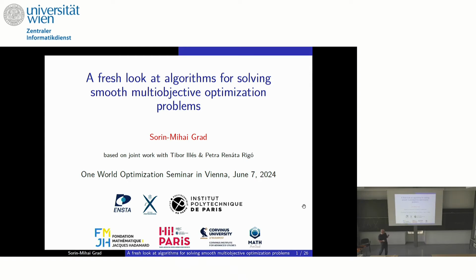And with the help of my colleagues, Tibor Illich and Petra Rigo from Corvinus University in Budapest, we managed to produce, let's say, a new type of algorithm for solving multi-objective problems, where the intermediate problems are no longer complicated, they are linear problems. So basically, they can be solved.